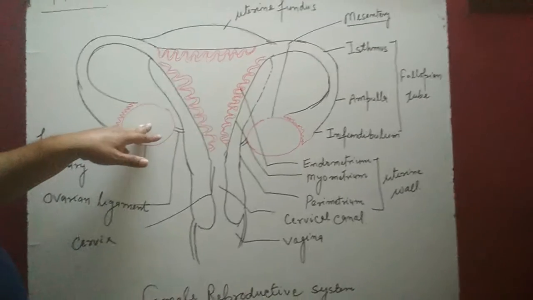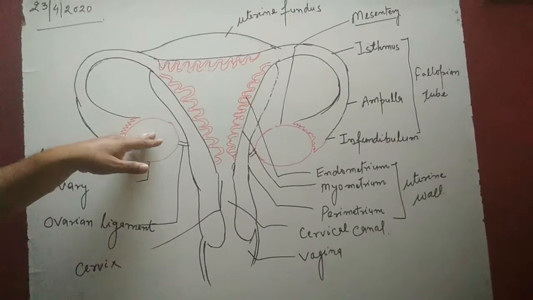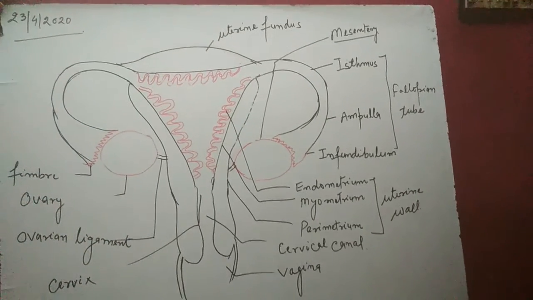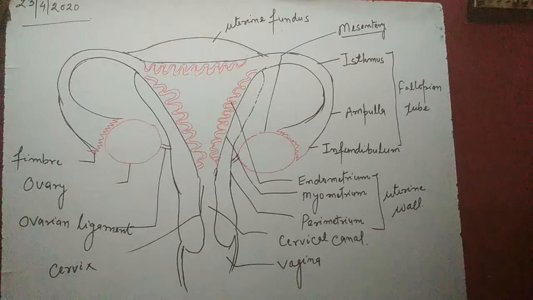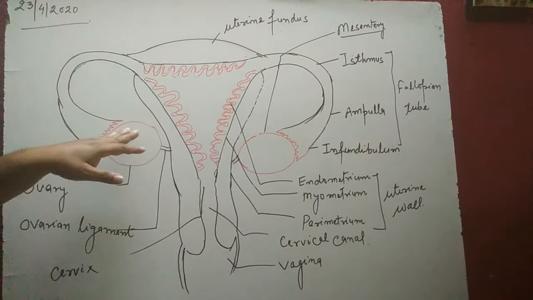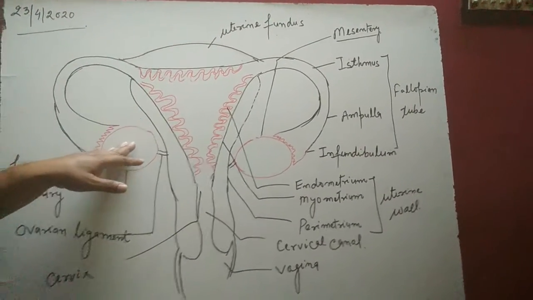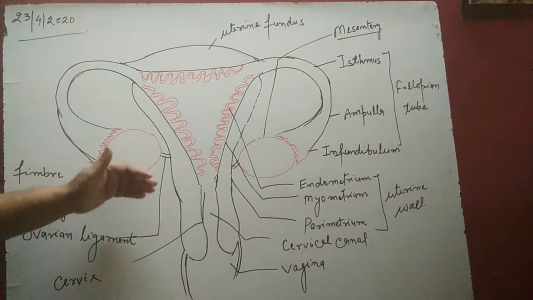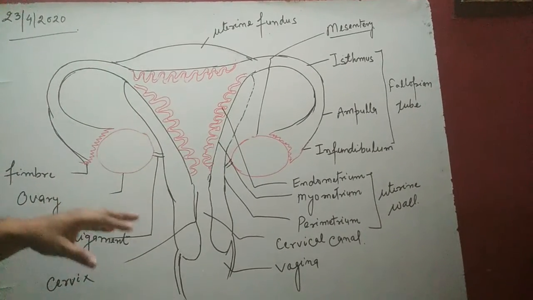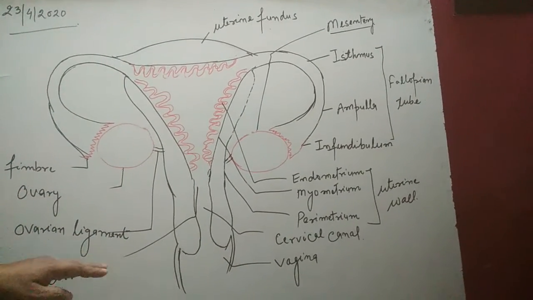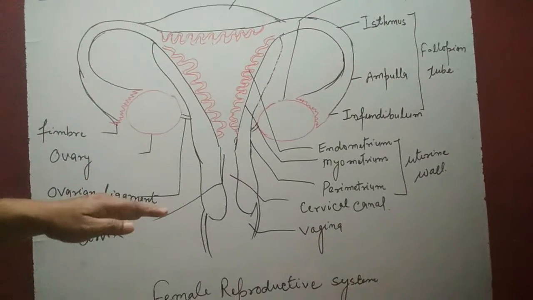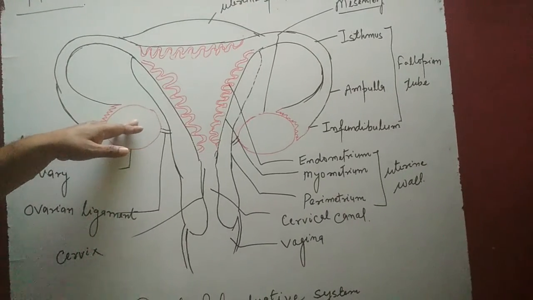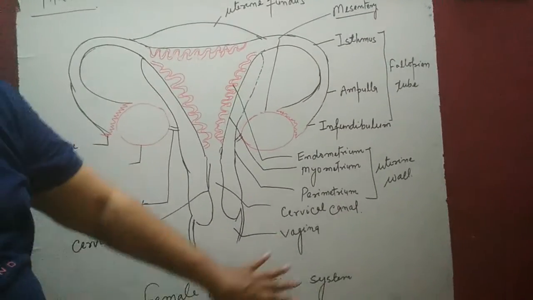Oogenesis takes place at body temperature. In human beings, body temperature is approximately 37 degrees centigrade. So at 37 degrees centigrade, oogenesis takes place. But in males, spermatogenesis takes place below 37. In the testis, spermatogenesis takes place about 2 degrees centigrade lower. But oogenesis takes place at 37 degrees centigrade. It is all about the reproductive system.